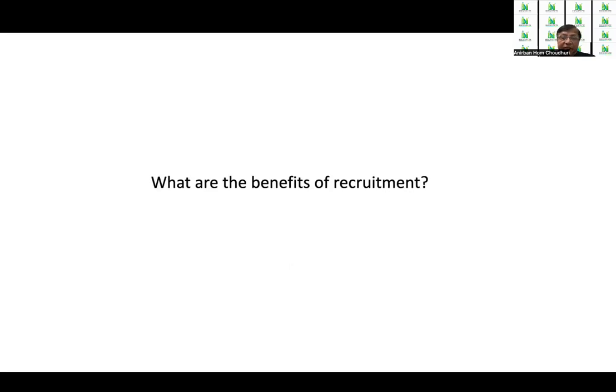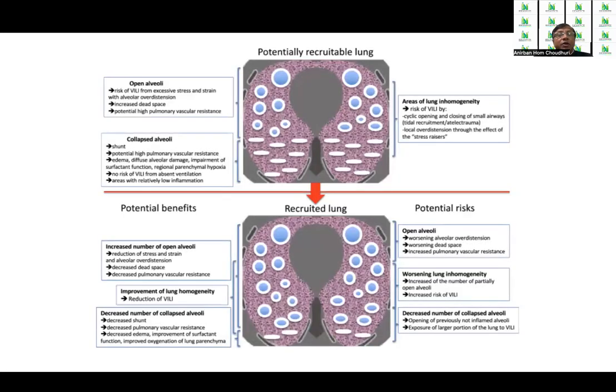So what are the benefits caused by this recruitment? All the potentially recruitable lung can be recruited. As we can see, there are open alveoli, collapsed alveoli, and areas of lung inhomogeneity. And these areas of lung inhomogeneity are the ones where the risk of ventilator-induced lung injury is maximum, because of cyclic opening and closing of the smaller airways, which is called tidal recruitment or atelectrauma. There can also be local overdistension through the effect of stress raisers. Now, to minimize these areas of lung inhomogeneity and recruit the potentially recruitable lung, this is possible.